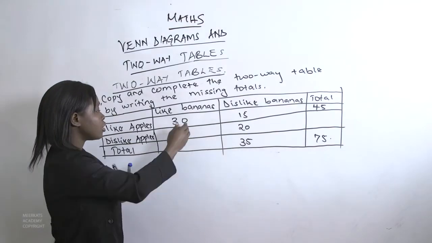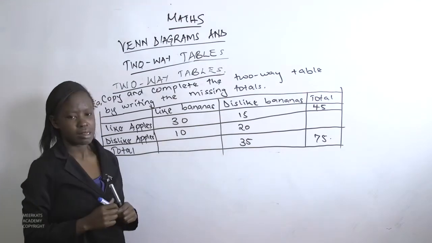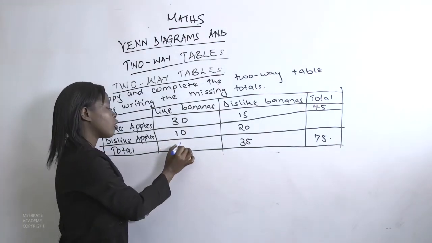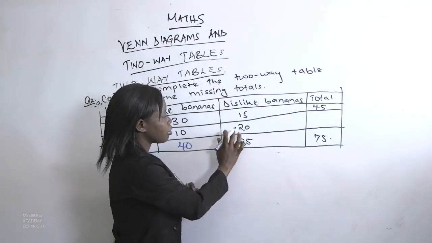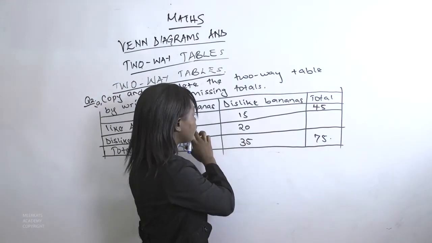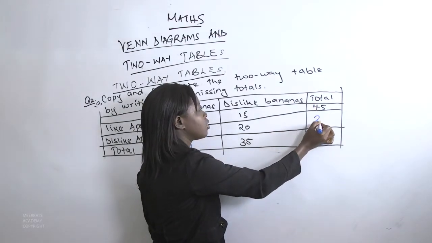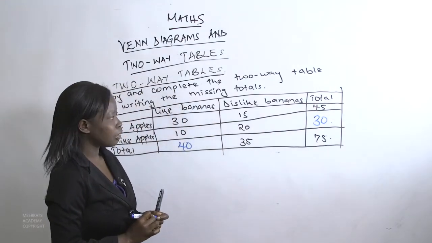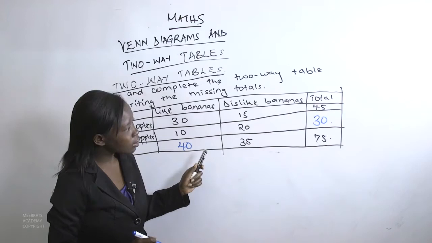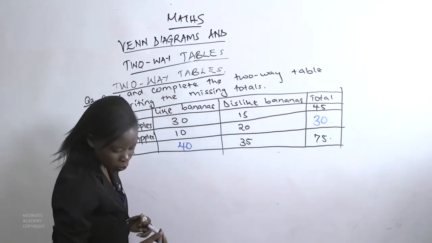In the first row we have 30 plus 10 to get a total of 40. In this row, we have 10 plus 20. In the column, we have 10 plus 20 to get a total of 30. So we find that the totals that are missing in this table are 40 and 30. Then part B of the question.